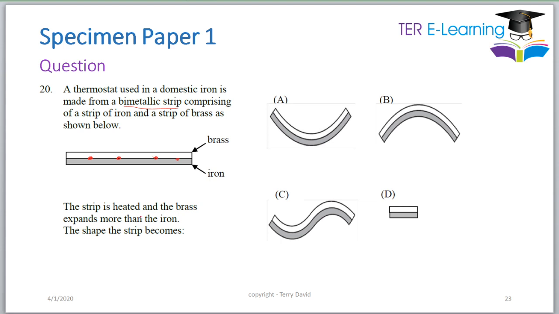In the question, they said the strip is heated and the brass expands more than the iron. So if the brass expands more than the iron, the brass is on top, right? It's going to expand more than the iron. Therefore, they're asking us which way it is going to bend. Now, if the brass expands more, then the answer has to be B, right? It's kind of common sense for that one.